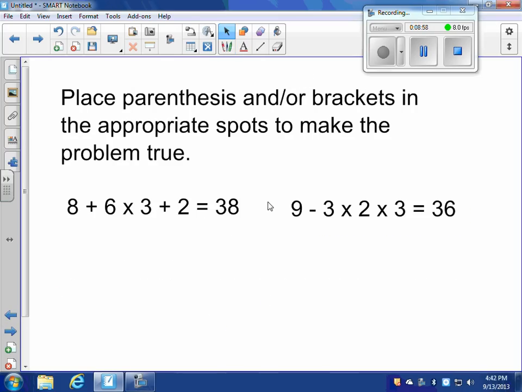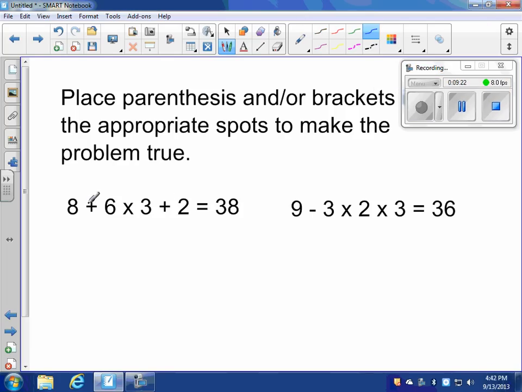All right, this was a challenge for us in working in class. So I'm going to show you some strategies for solving this. Place parentheses and/or brackets in the appropriate spots to make the problem true. Now, I will tell you that you really only need one set of parentheses to be able to solve these, and it'll be the same way on your quiz. But what I would do is start here and ask, what's the answer going to be if I put parentheses here? So I would have 14 times 3 plus 2.